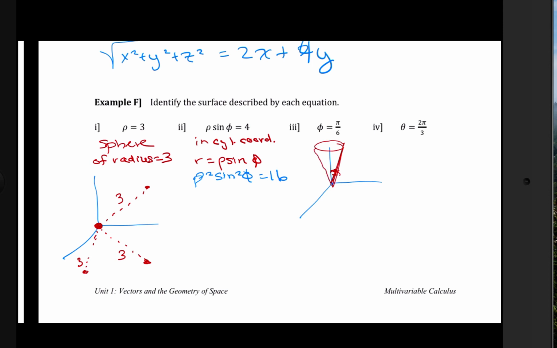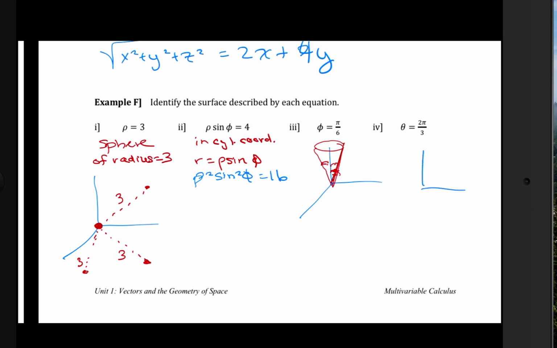I can't really show this in 3 dimensions, but no matter where I am on this cone, I am always pi over 6, or 30 degrees, from the z-axis. And then finally, theta is equal to 2 pi over 3.